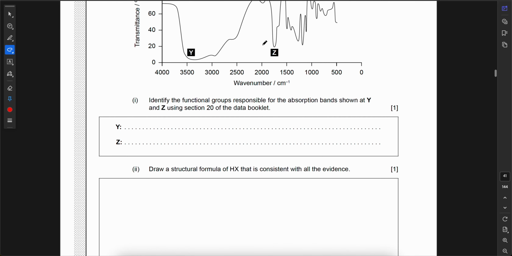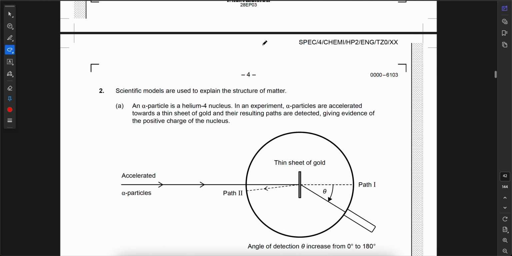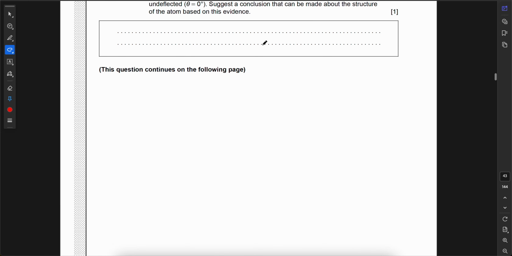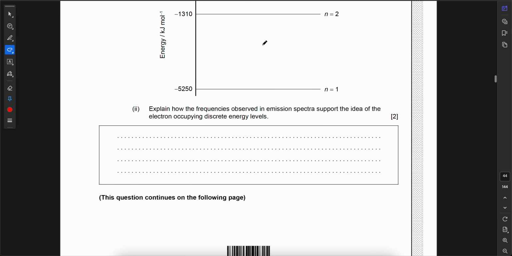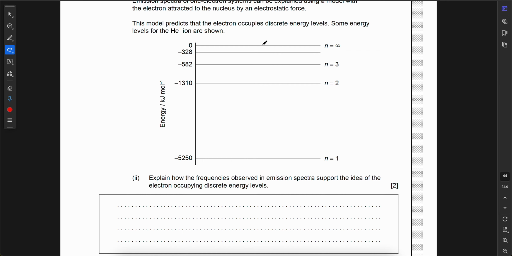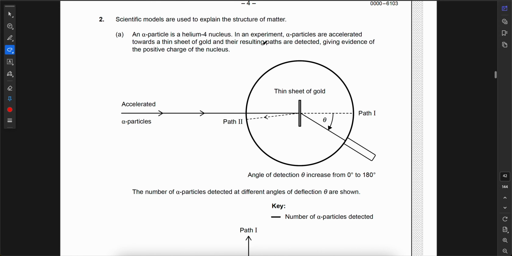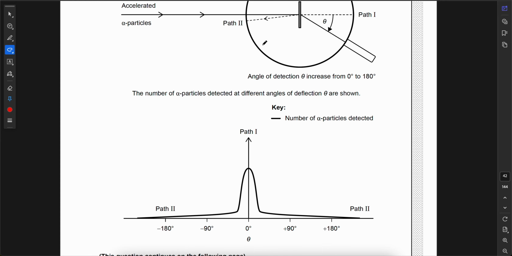And there are also questions where you need to respond with explanation and analysis. So you need to analyze the information in order to answer the question in paper 2.